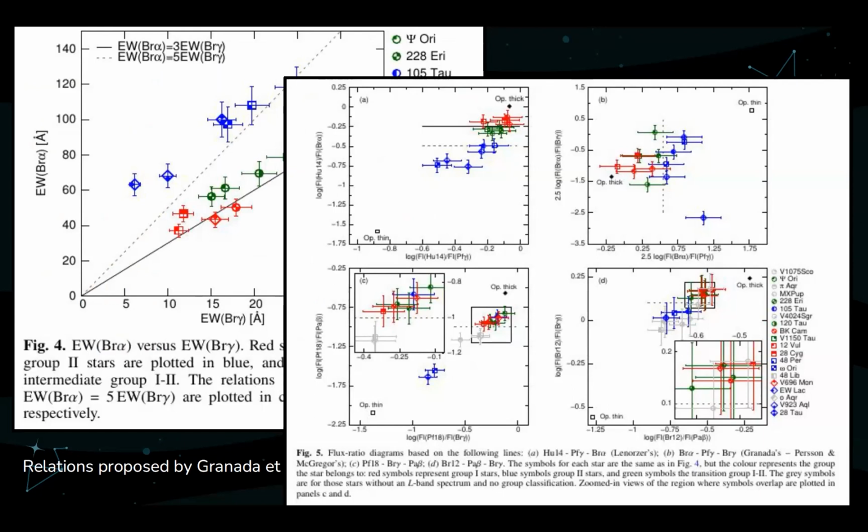So we also put our objects in this Lenorzer diagram that I showed you before. This is our group 1, our group 2, and our middle group. And there's also a diagram that was presented in this other work by Yanina, with other lines that you can use to separate group 1 and group 2, and our group in the middle is in the middle. But both of these two diagrams and the Meniken criteria are based on L-band spectra.